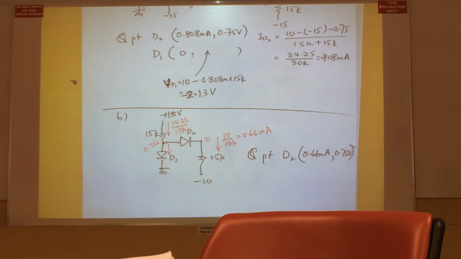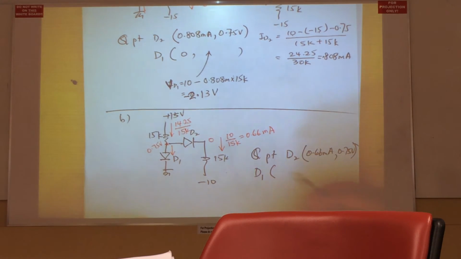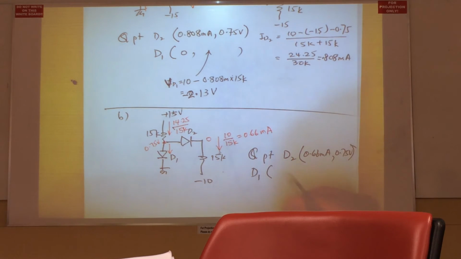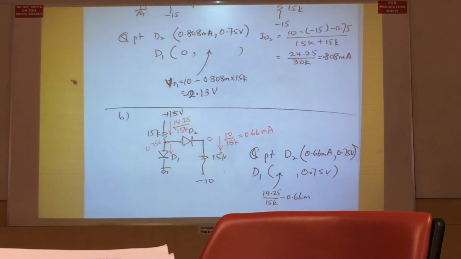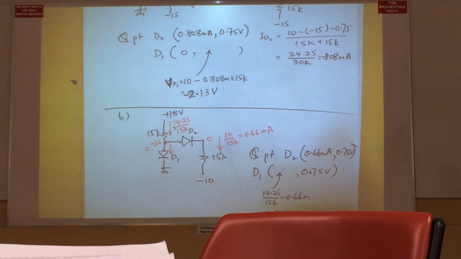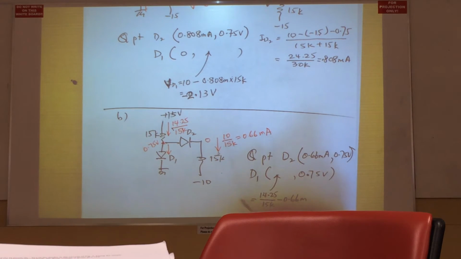So what about D1? For D1, the current will be the difference between these two currents. Right? So this current here will be 14.25 over 15K minus 0.66 milli, and that will be the current over there. The voltage drop is the same, because when it conducts with a voltage drop of 0.75. So that will be your current that's flowing there. And if you work it out, this value is 0.283 milliampere. And this is ID1.